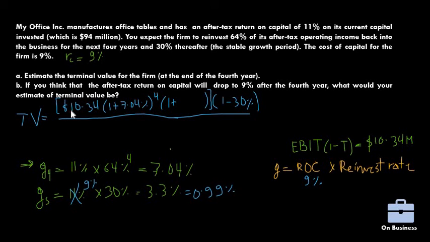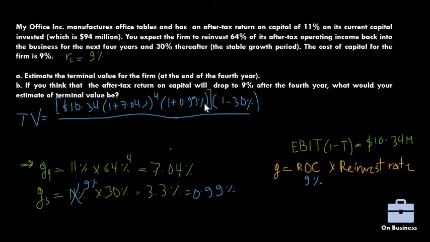I have my original EBIT, which is $10.34 million. And the growth rate in the first 4 years is 7.04%, so I raise this to the power 4. But now my stable growth rate is only 0.99%, and this is what changes from the previous part. Now I have a 0.99% here.